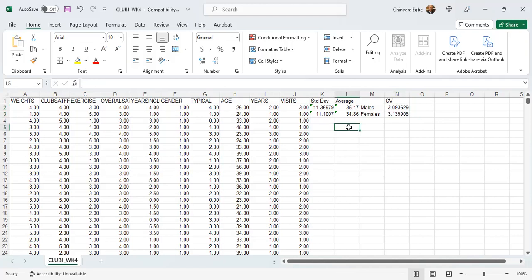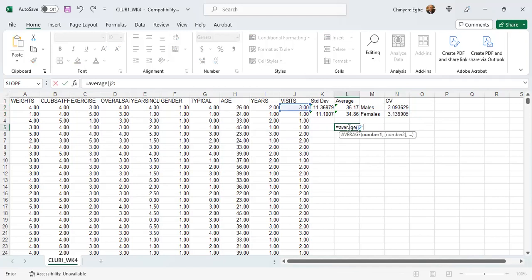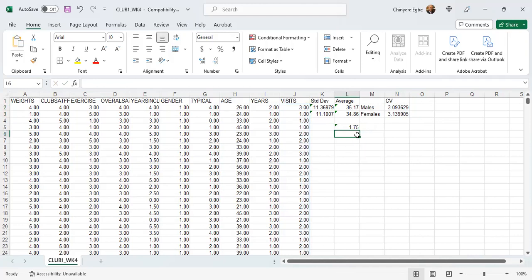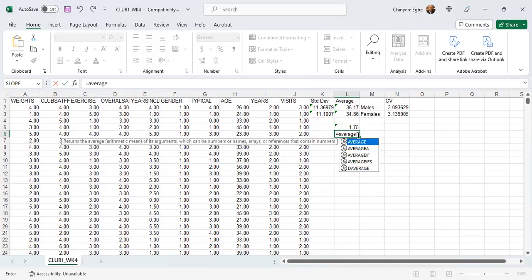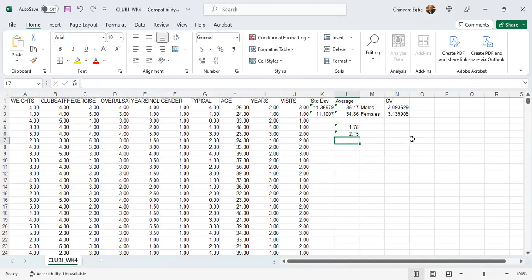Visits is in column J, equals average J2 to J369. The males have an average number of visits of 1.75, equals average J370 to J1215. And the females have an average visit of 2.15.